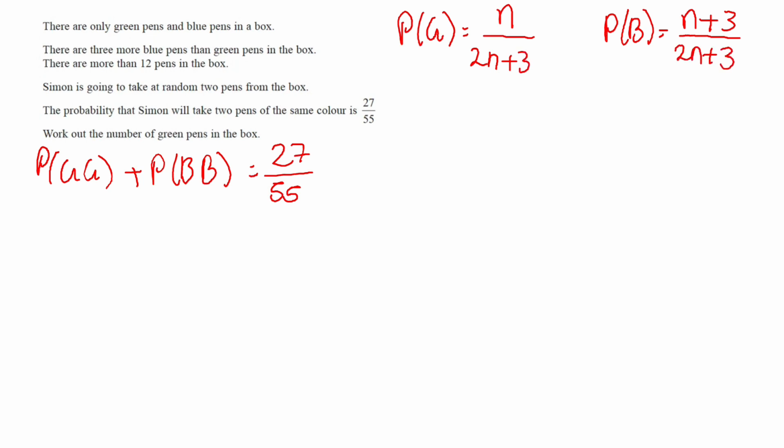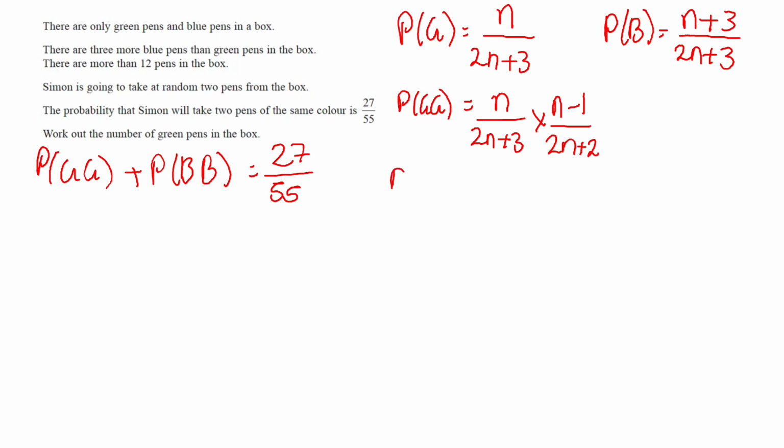We now need to work out, in terms of n, the probability of green, green and blue, blue. So probability of green, green, we are going to be multiplying, imagining our tree diagram along those branches. So our first one is n over 2n plus 3. Our second branch, because a green has already been picked, there's going to be 1 less green pen available. So our numerator now becomes n minus 1. Our denominator, 1 pen less in the box, so it becomes 2n plus 2.